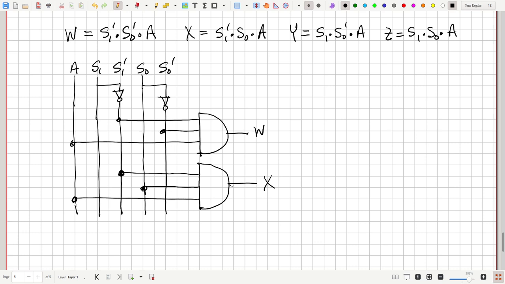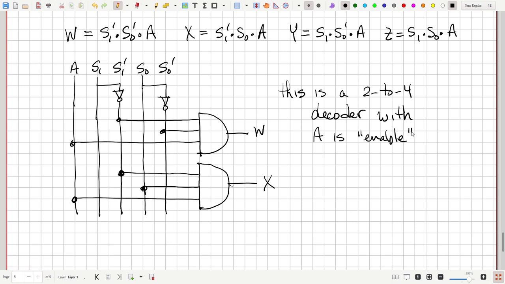Now, if you go back and look at our lecture on decoders, you'll see that this is simply what we call the 2-to-4 decoder, where A is what we call the enable input. So we see that there's a very intimate relationship between decoders and demultiplexers.